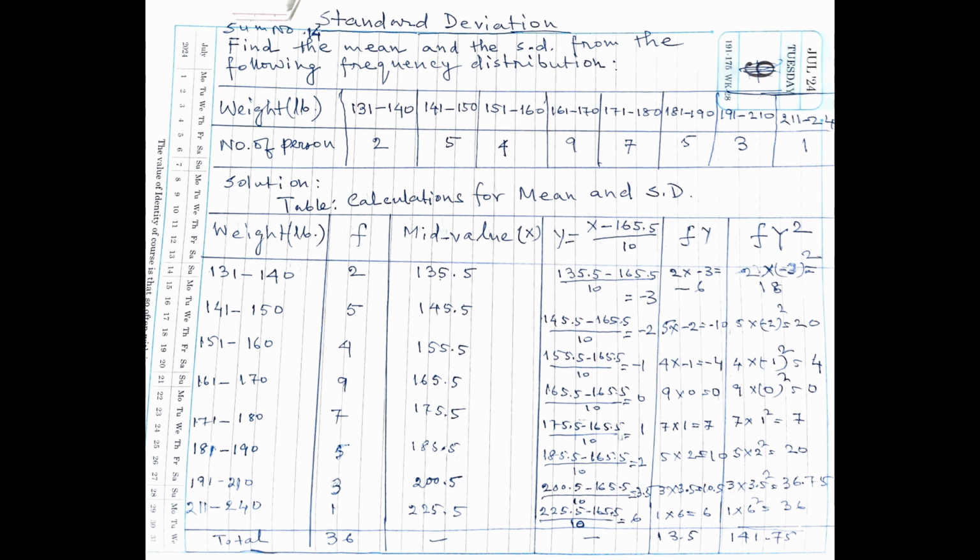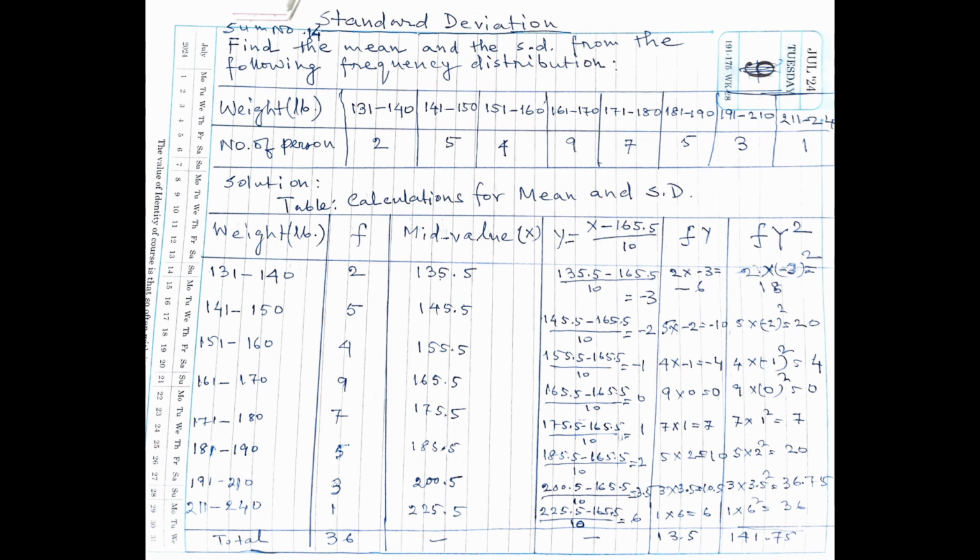Weight in LV 131 to 140, number of persons 2. Weight 141 to 150, number of persons 5. Weight 151 to 160, number of persons 4. Weight 161 to 170, number of persons 9. Weight 171 to 180, number of persons 7.